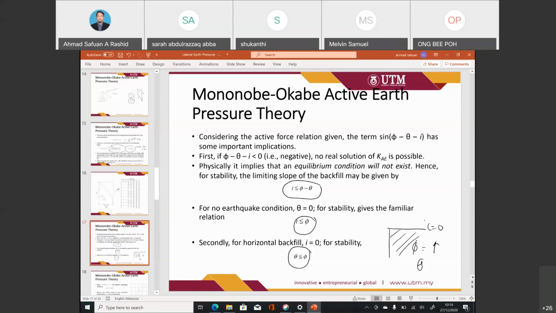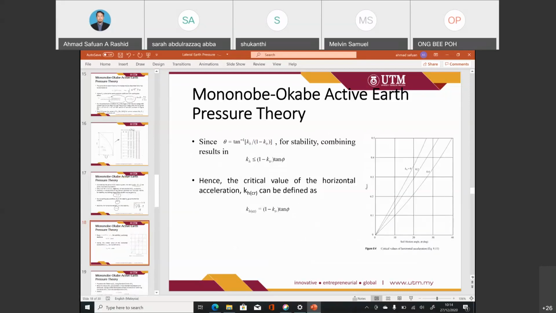So this is a suggestion, where we need to make sure that a negative value should not be obtained for this sine. Since theta is equal to tangent inverse of kh over (1 minus kv), for stability, combining the results in kh over (1 minus kv). Hence, the critical value for the horizontal acceleration can be defined as such. So this is the critical kh value. From there we understand that this critical value should be identified.